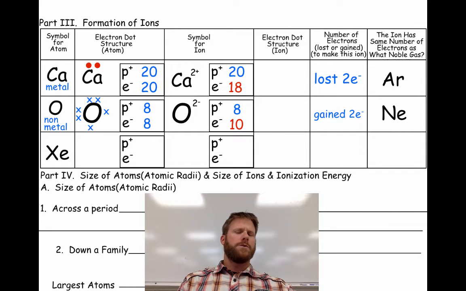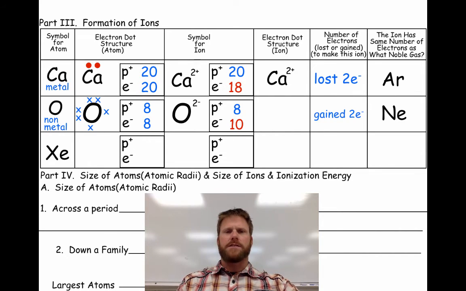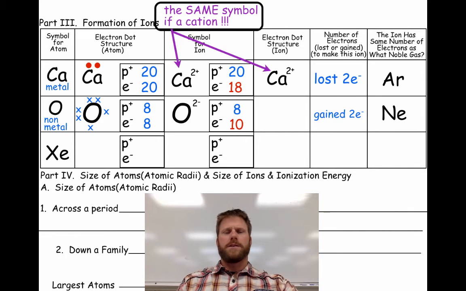When we draw the electron dots for these ions, for a cation like calcium, it gave away its 2 electrons. It doesn't have any more valence electrons to represent as dots, so you're done. The electron dot for a cation is the same as the symbol for the cation.